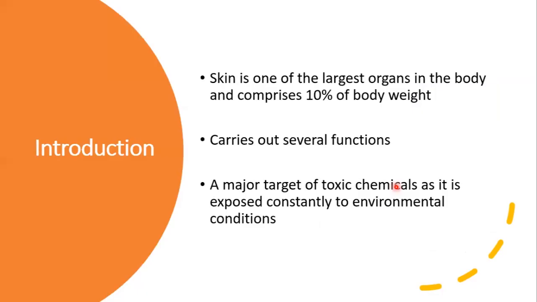So again, the skin is one of the largest organs, comprising 10% of body weight. It carries out several functions, as you may be aware. It's important in thermoregulation. It helps to manufacture vitamin D. It protects us and all of that. However, the skin remains a major target for toxic chemicals as it is exposed constantly to environmental conditions, and especially in the workplace where many chemicals are used.